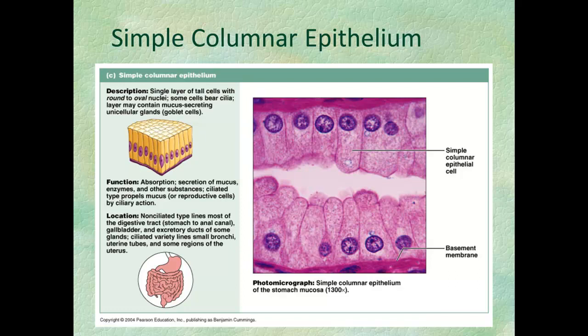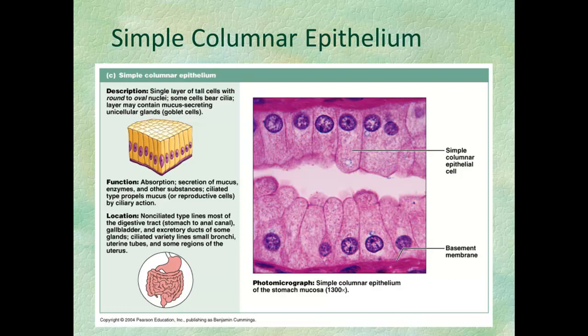Simple columnar epithelium lines a lot of the organs within your body, for instance, the organs of the digestive tract, small intestine, stomach have a lining of simple columnar epithelium. In the digestive system, simple columnar epithelium secretes a lot of your digestive fluids, and it helps to absorb nutrients. Again, the small intestine is all about absorption of substances.